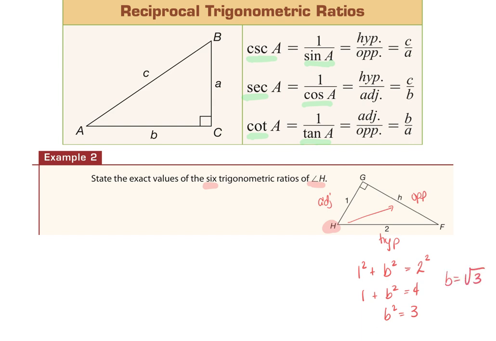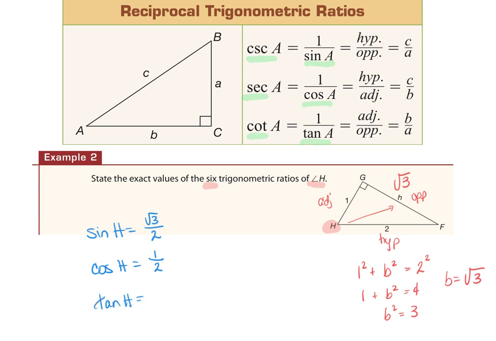Square root of 3. In right triangle trig, you will not have a negative. We're going to get into trig that you will, but in right angle trig, you're not going to have a negative because we're talking about the length of a side, okay? So my opposite side then is the square root of 3. Now I have all three sides, and I can just write my trig functions, all right? So my sine of h is going to be opposite, square root of 3, over hypotenuse. My cosine of h, that's going to be adjacent, which is 1, over hypotenuse, which is 2.